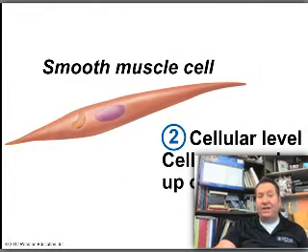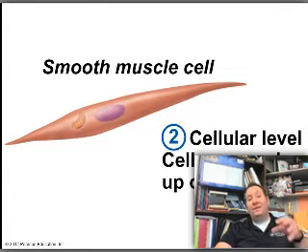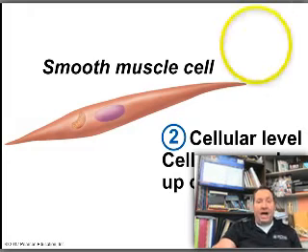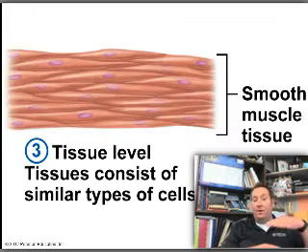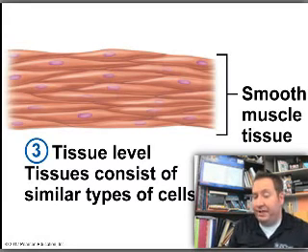At this cellular level, if I take a group of exact same cells, a whole bunch of smooth muscle cells and I join them together, a whole bunch of adipose cells and join them together, a whole bunch of neurons and join them together, I'm going to wind up with what we call a tissue. So a tissue is a group of cells that are very similar to one another, all joined together, and that's when I wind up at the tissue level.